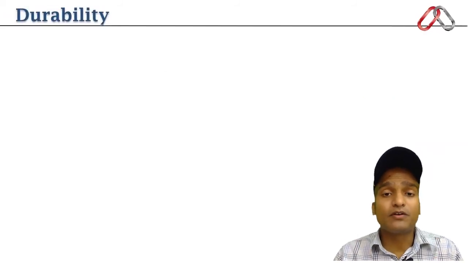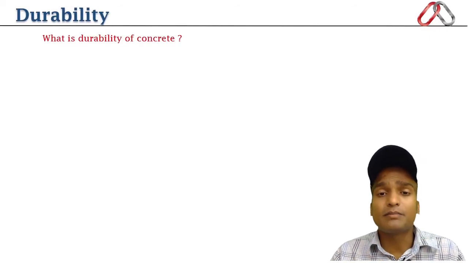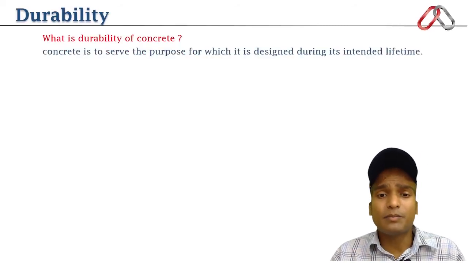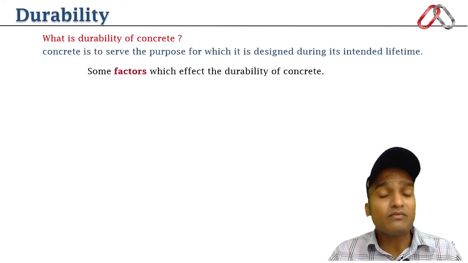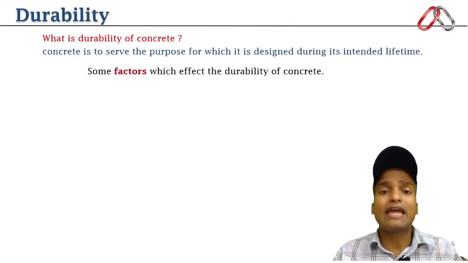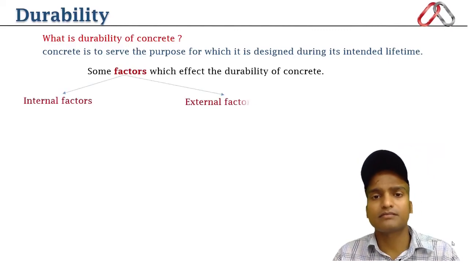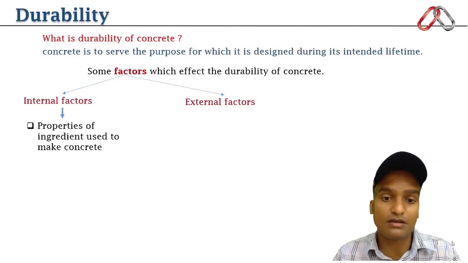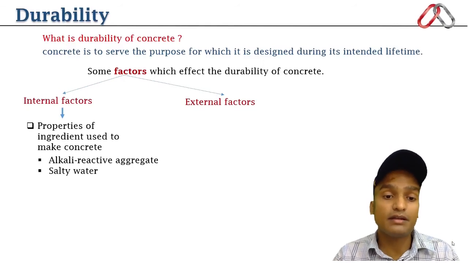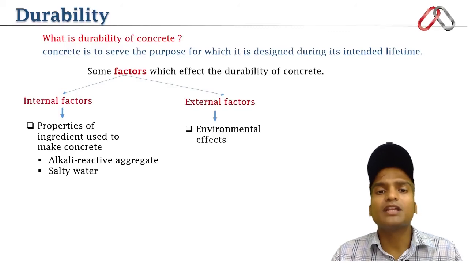The last property of concrete is durability. What is durability of concrete? Durability is the property of concrete to serve the purpose for which it is designed during its intended lifetime. And durability also depends on various factors, out of which there can be some internal factors and some external factors. If you talk of internal factors, क्या हो सकते हैं कि हमने किस तरीके का मटेरियल उसमें यूज किया है, like alkali reactive aggregate or salty water. And the external factor mostly depends on the environmental effects.